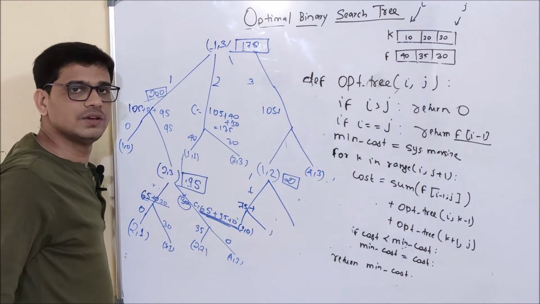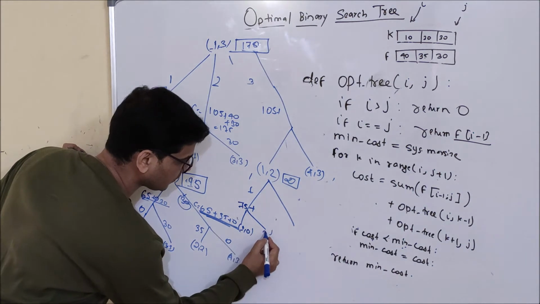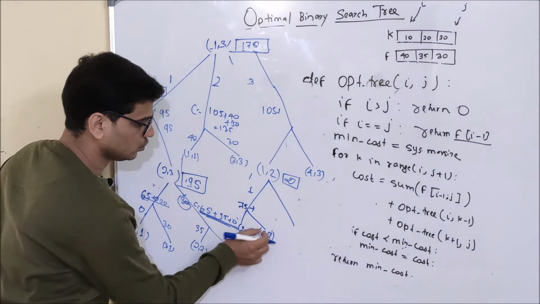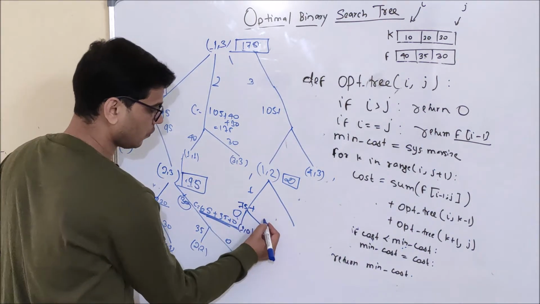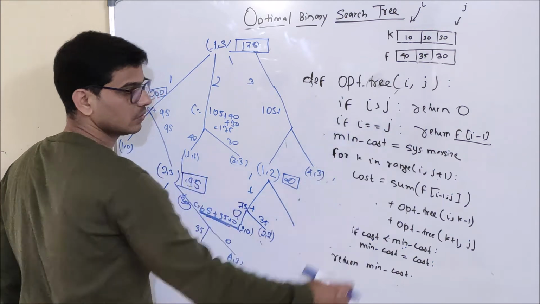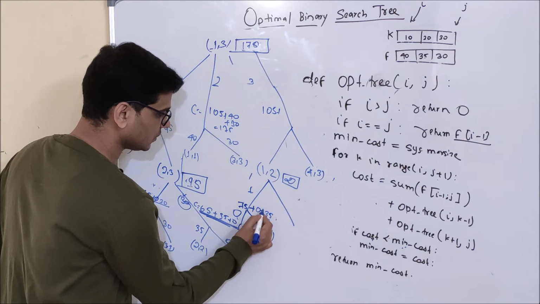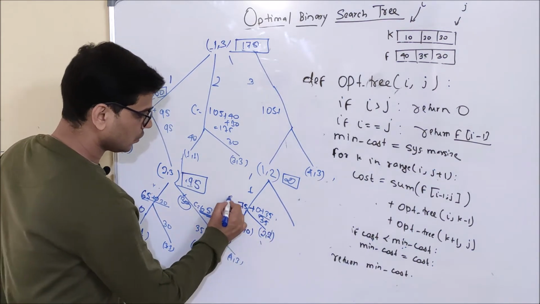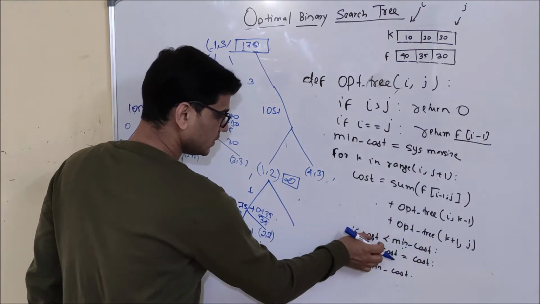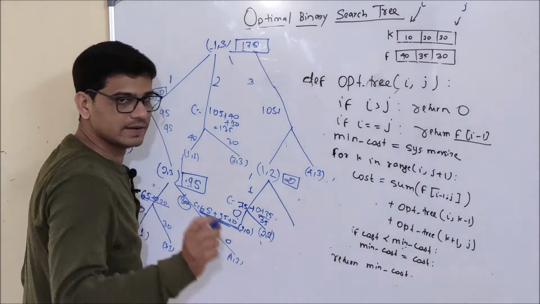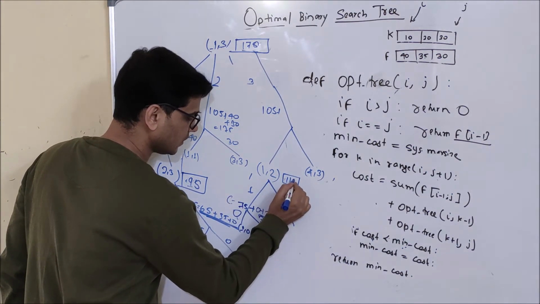When 1 will be root, I will have 1 comma 0 here. K is 1, so 1 comma 1 minus 1. And here I will have k plus 1 k, 2 2. From here 0 will be returned. From here 35 will be returned. So 75 plus 0 plus 35 is equal to 110. Now cost is equal to 110. Mean cost is equal to infinity. Is cost smaller than mean cost? Answer is yes. So in mean cost, I will update 110.